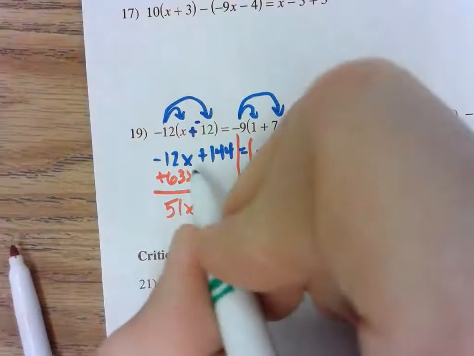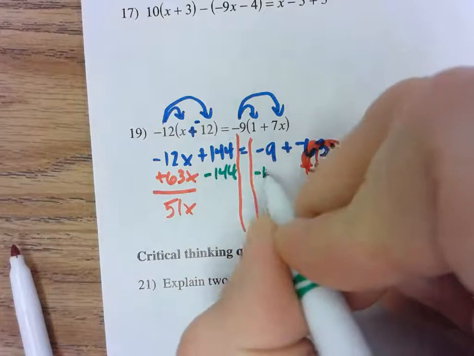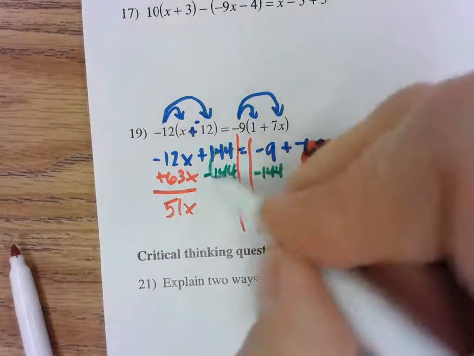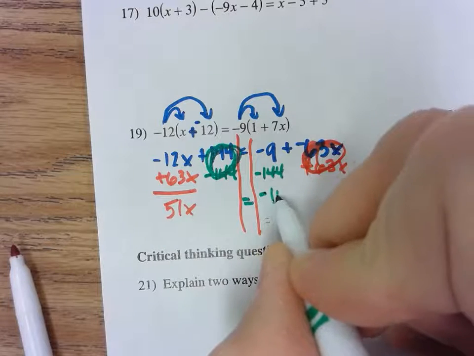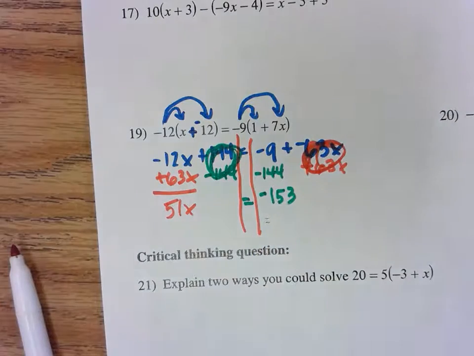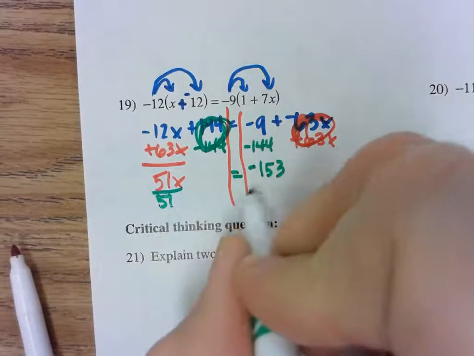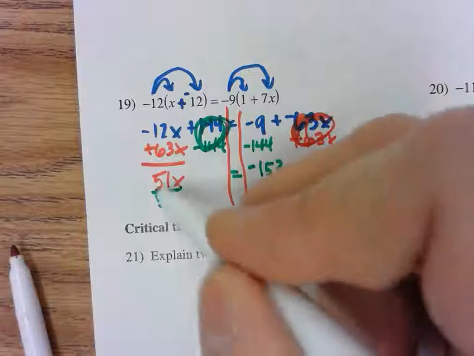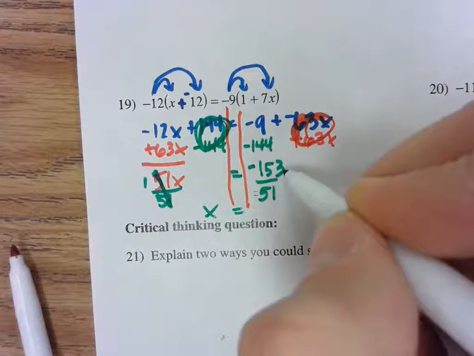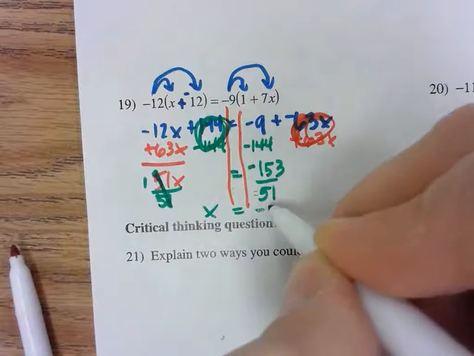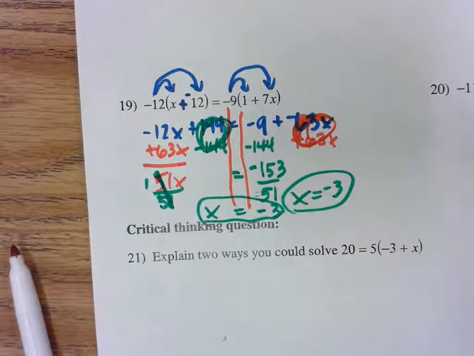All right, and then I've got to do a minus 144 to cancel that out, and a minus 144 over there. And those cancel out, and that is going to give me negative 153. So now I got to divide by 51 on both sides. Divide by 51. Divide by 51. Of course, 51 divided by 51 cancels out. Negative 153 divided by 51 gives you negative 3. So for this particular one, x equals negative 3.